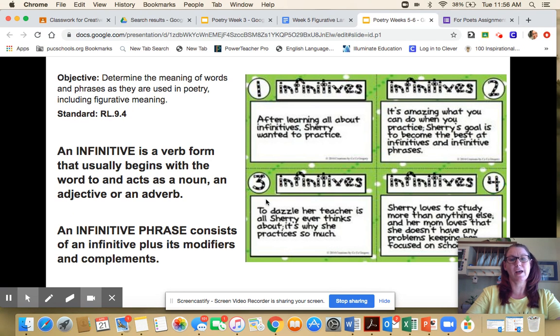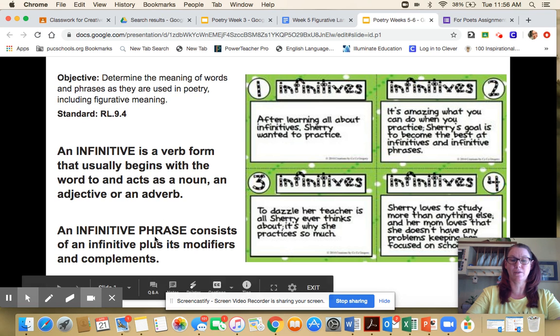So go ahead and add infinitives and infinitive phrases to your note taker, and then there are a few practice questions here. See if you can identify the infinitive and the infinitive phrase in each of these sentences.